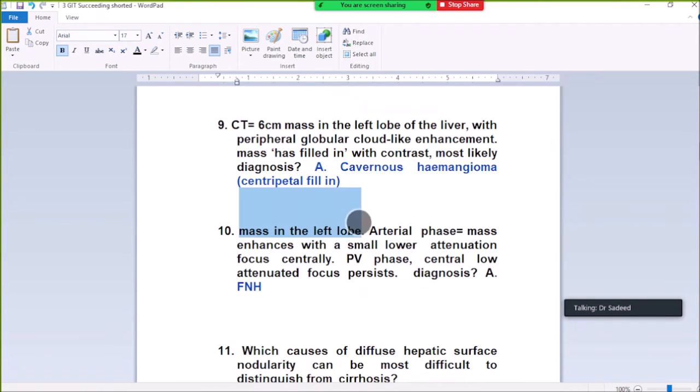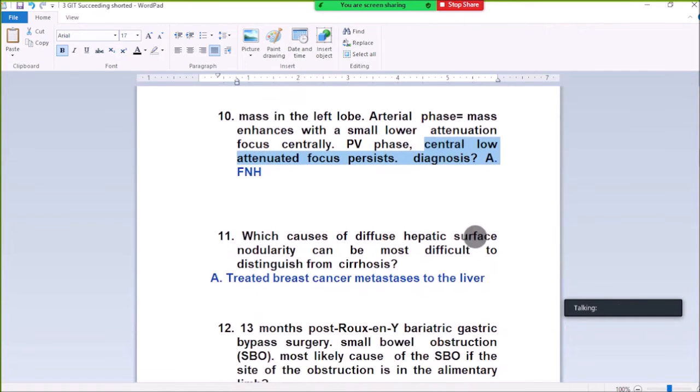Question number 10. Mass in the left lobe. Arterial phase, mass enhances with small lower attenuation focus centrally. In portal venous phase, the central lower attenuating focus persists. Diagnosis: focal nodular hyperplasia.